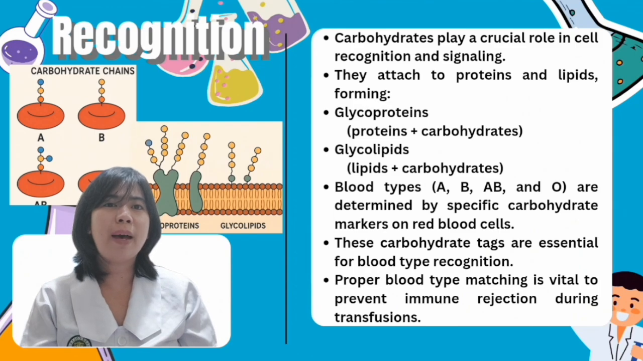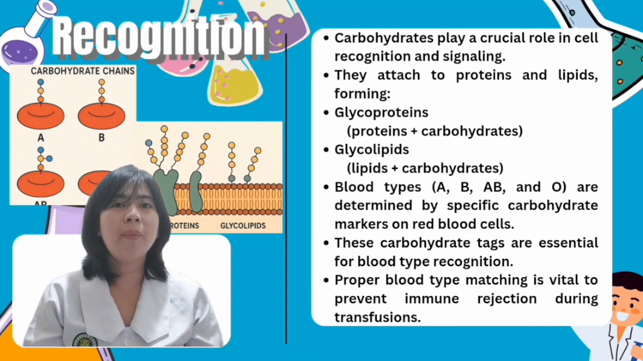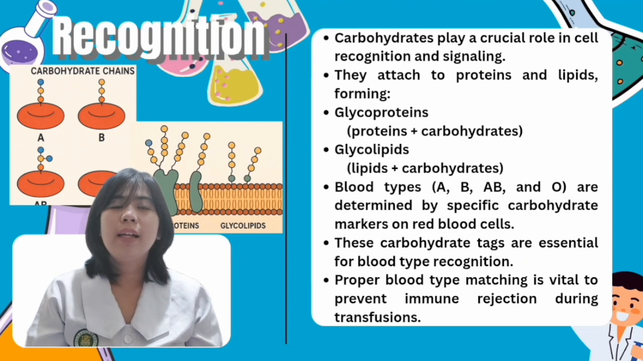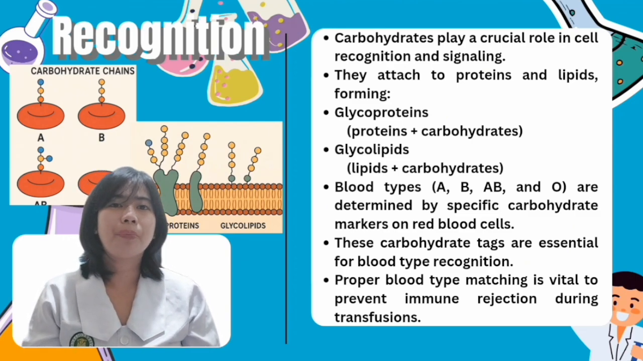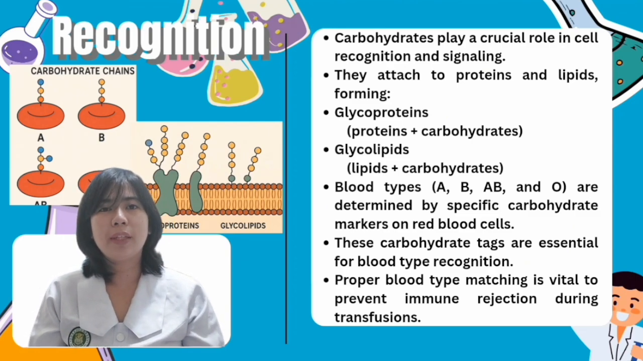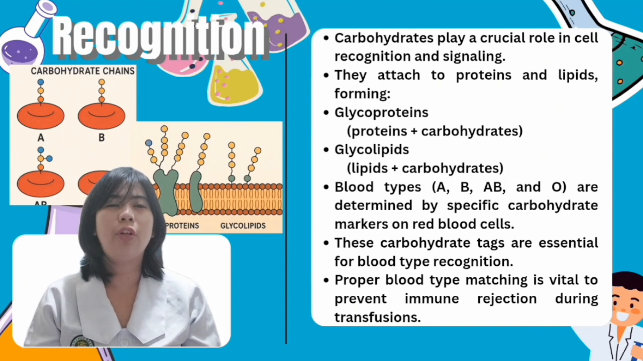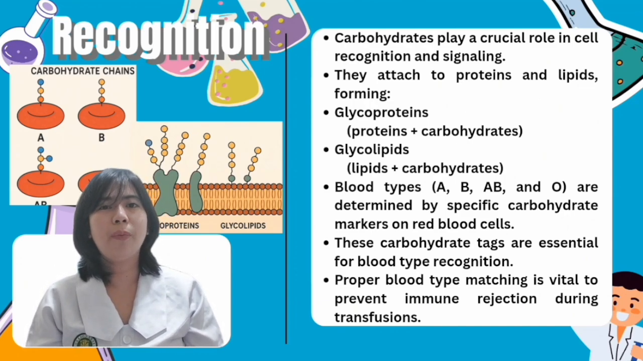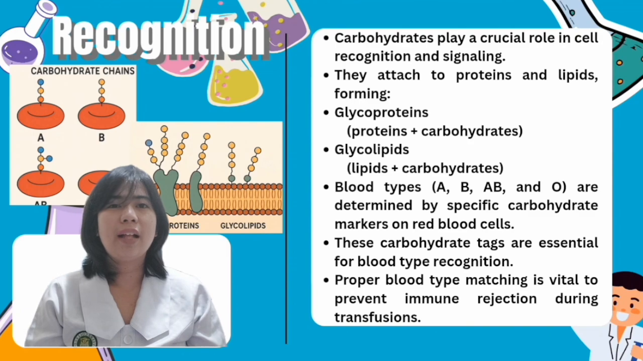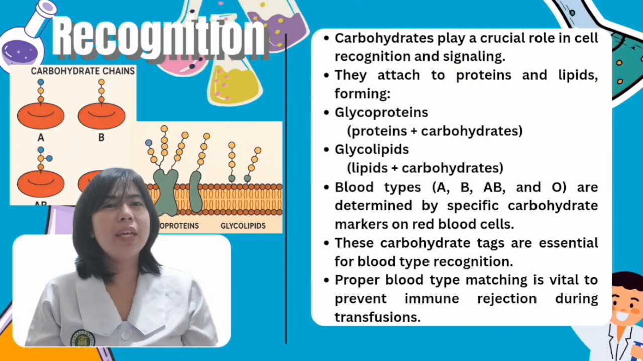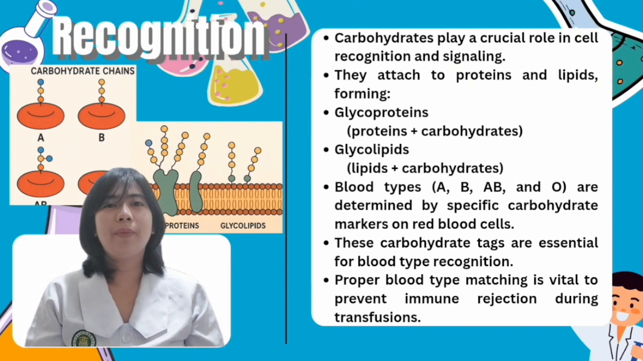When carbohydrates bind to proteins, we call them glycoproteins. When they bind to lipids, they're called glycolipids. Think of glycoproteins and glycolipids like flags or labels on the outside of cells. They tell the body, hey, this is me, or this is foreign.